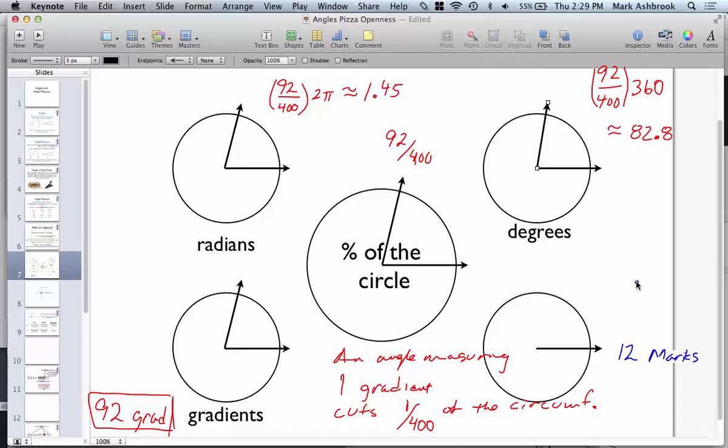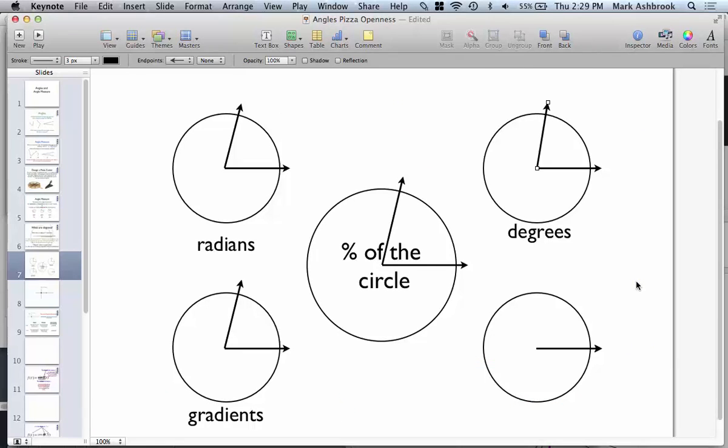You can all thank Alex. How many marks is 5 radians? Where's 5? What quadrant is 5 radians in? 1, 2, 3, or 4? Quadrant 4, kind of towards the bottom. That's about 5 right there.